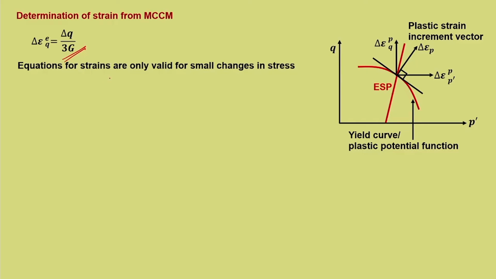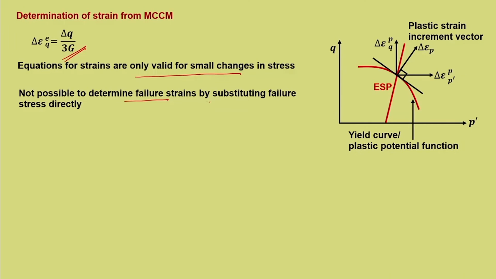Now, equations for strains are only valid for small changes in stress, I mean to say incremental form. So, the moment you are talking about the yielded point, from first yielding to the next small increment of stress, that is represented by another yield curve. So, between the initial yield curve and the reference yield curve, there is a small stress increment, and we are talking about that small strain increment. All the equations that we have discussed till now refer to that small incremental strain.